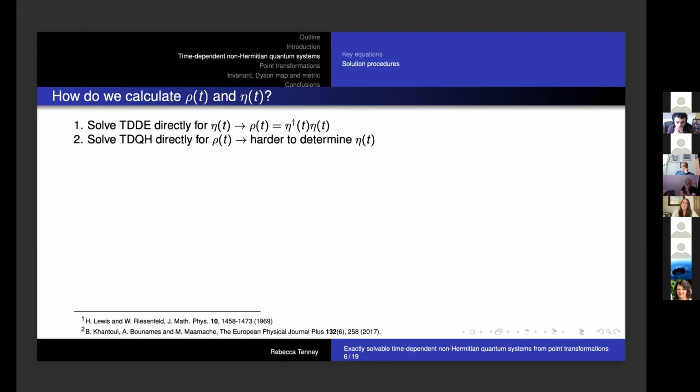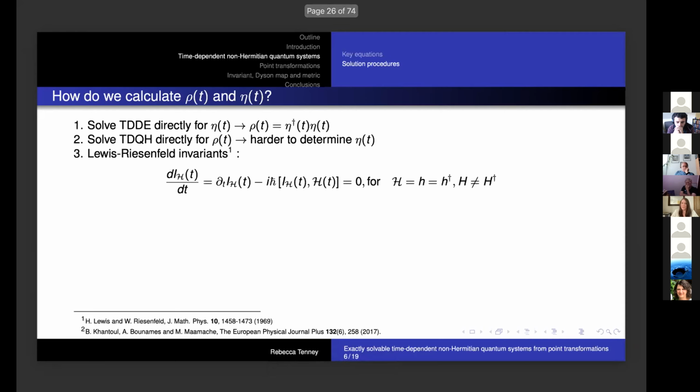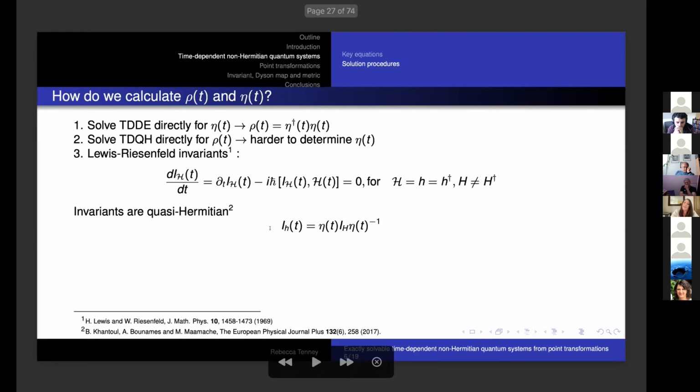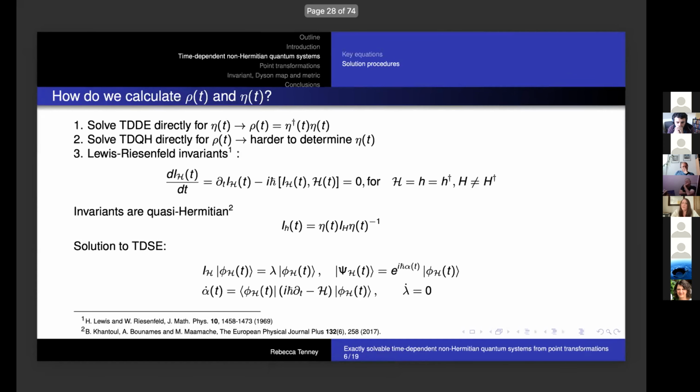So luckily, there is a third method, which uses Lewis-Riesenfeld invariance. In this case, you find an invariant for the Hermitian system and the non-Hermitian system, which satisfies this equation here. And then from here, you see that they're actually related via a similarity transformation. So it's much simpler to solve for the Dyson map and then construct the metric. And also, once you have the invariance, you can then find the full solution to the time-dependent Schrodinger equation.